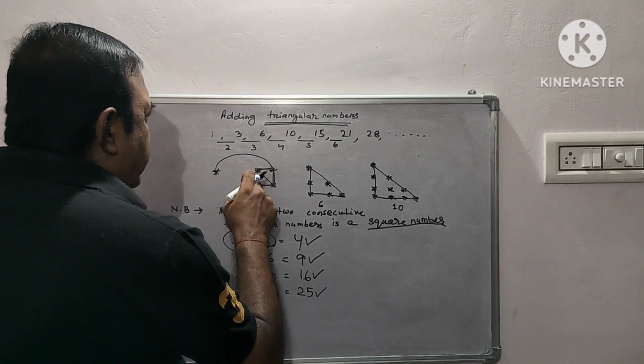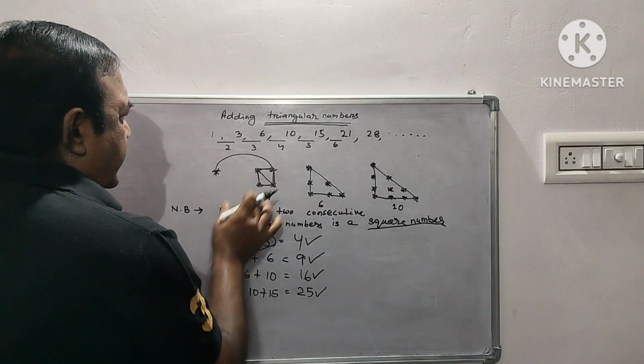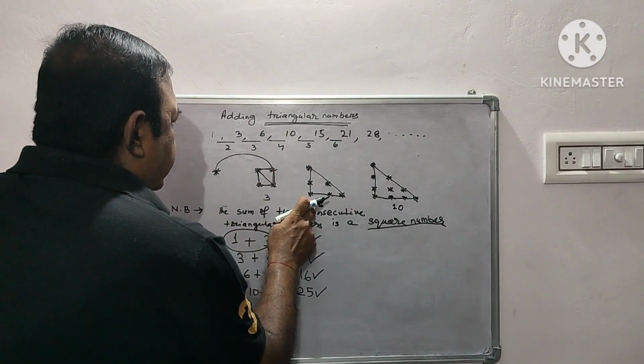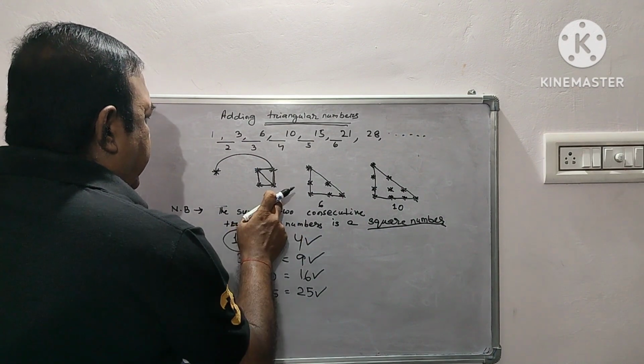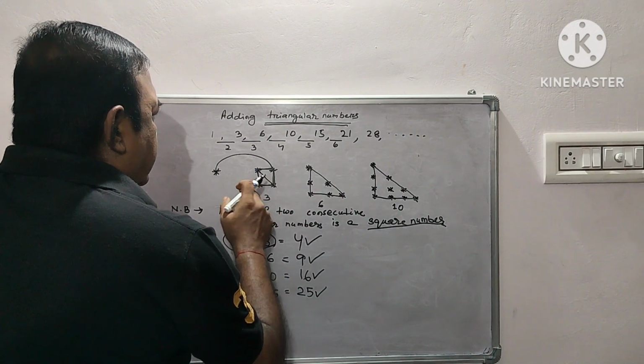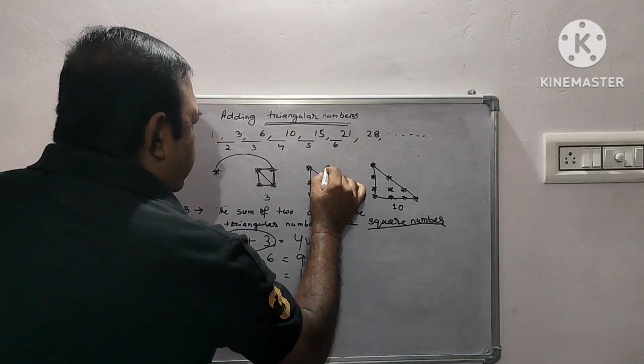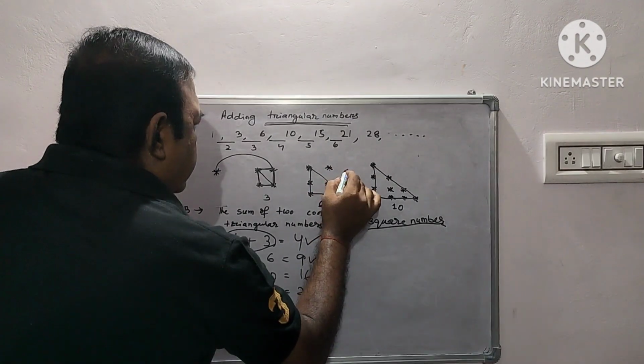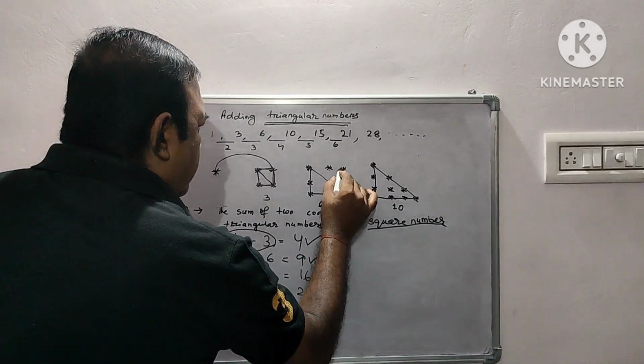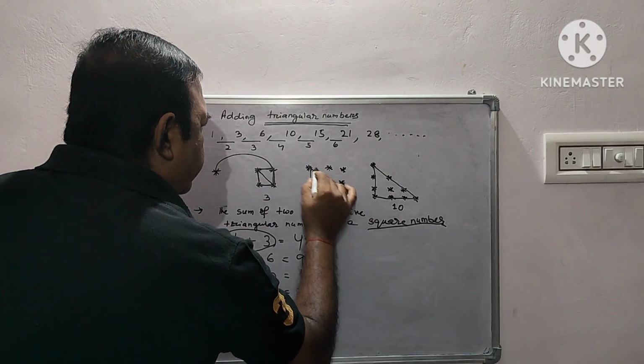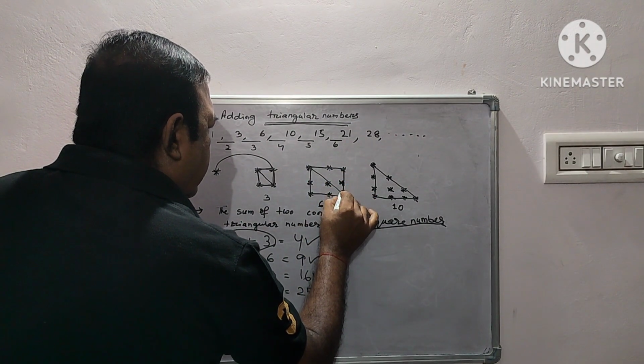You see, 2 rows and 2 columns. It is a square. And you see, 3 plus 6. I will add 3 to 6. So, 1, 2, and 3. So, this one.